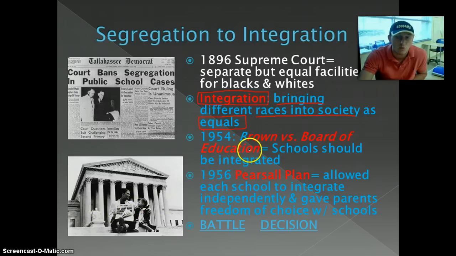Well, a Supreme Court case, Brown versus Board of Education. They had the court case over, I think, 2 years. After 2 years, they decided schools should be integrated. So whites and blacks have school together. That's what the decision was in Brown versus Board of Education. In 1956, the Pearsall Plan allowed each school to integrate independently and gave parents freedom of choice with their schools. They got to choose.